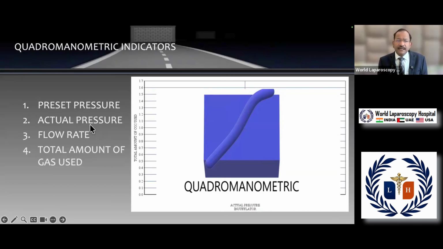Preset pressure is generally 12 to 15 in laparoscopy. Actual pressure will slowly come to the preset pressure. Initially flow rate should be 1 liter per minute, and the total amount of gas required to reach the preset pressure of 15 is minimum 1.5 liters and maximum 6 liters.